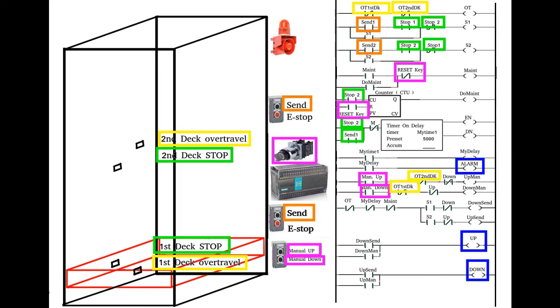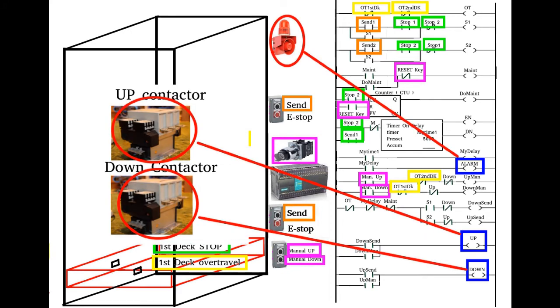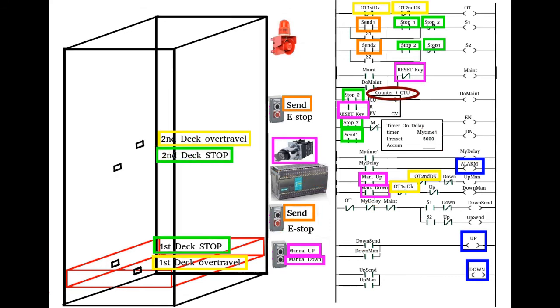I didn't include the outputs, but the outputs also are partnered with virtual components. In this case, they are virtual relays: the alarm, the up, and the down. When these virtual relays get energized, then the alarm or the up or the down contactor will get energized in the real world too. PLCs support counters, timers, interrupts, and many other features.